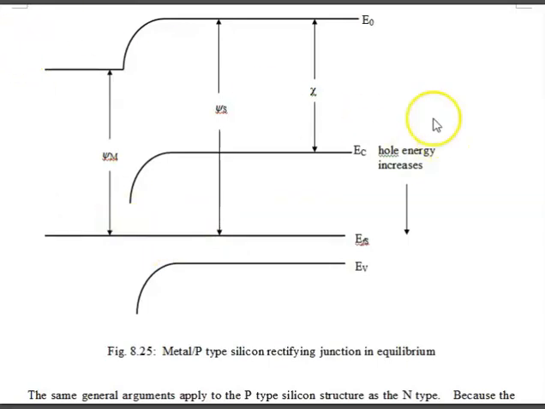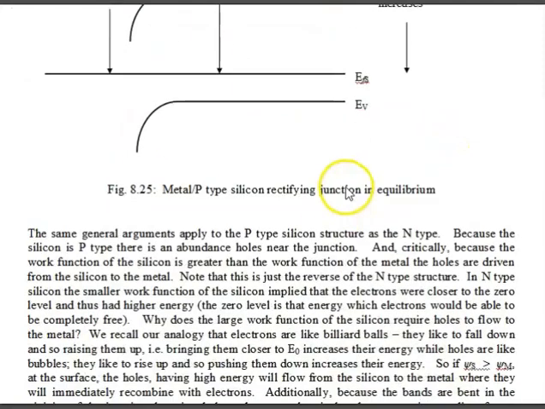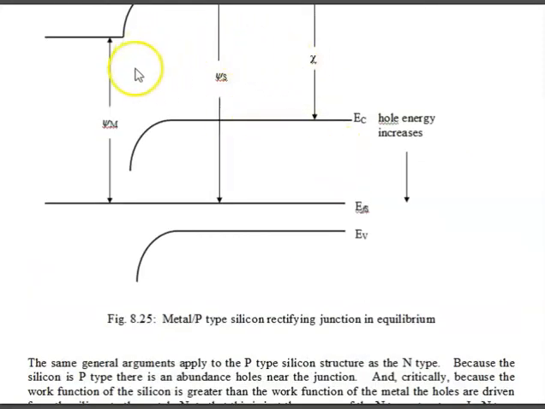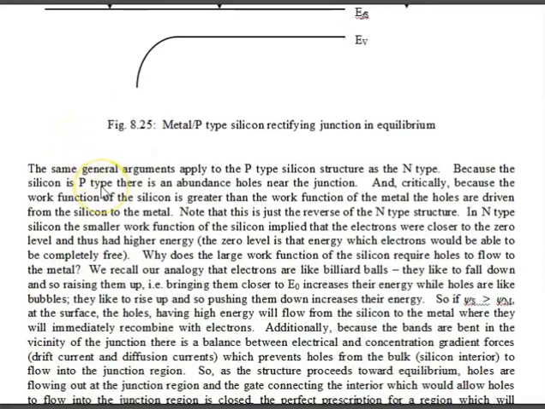Okay, so what we have here is the P-type silicon in contact with a metal, and I'm going to claim that the same general arguments, everything turned on its head, but it's still general. The arguments that apply to P-type silicon are really the same as the arguments that apply to the N-type silicon.